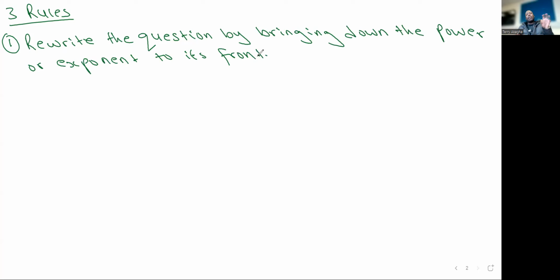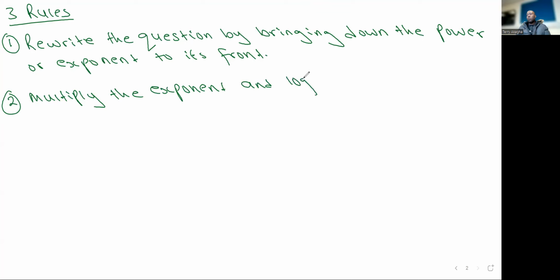When you have brought down the power or exponent, the second thing you then do is multiply the exponent and the logarithm to its base, okay? Then number three, you then what? Simplify.